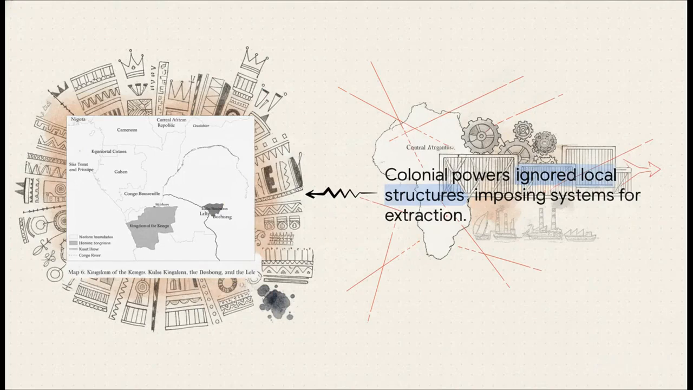Let's look at a real-world example. You see this map? It shows powerful, organized African kingdoms like the Congo. Well, when colonial powers showed up, they basically just ignored all of that. They drew new lines on the map and set up their own systems.